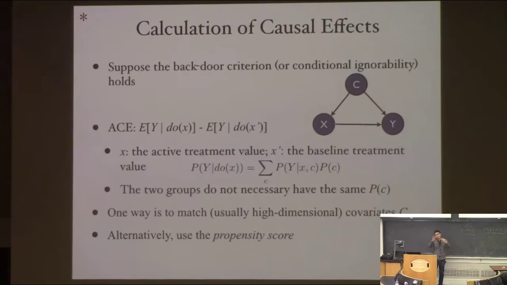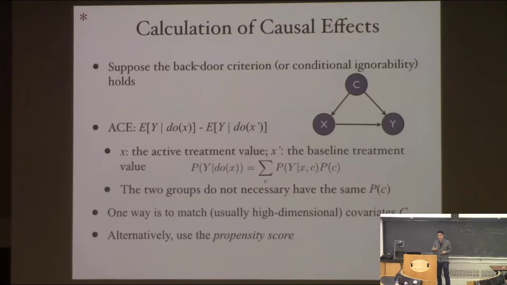Because in theory, you have to use the same probability of C across the two groups with different values of X. That's why you have to do distribution matching. You can use importance weighting and so on. However, in many situations, the covariates or other factors are high dimensional. In this case, estimating the density would be very hard, right? Estimating the importance ratio would be very hard.